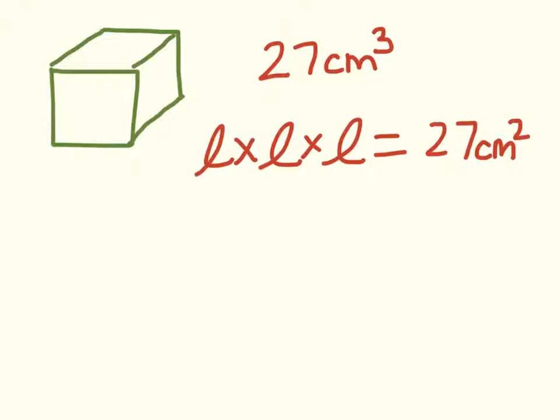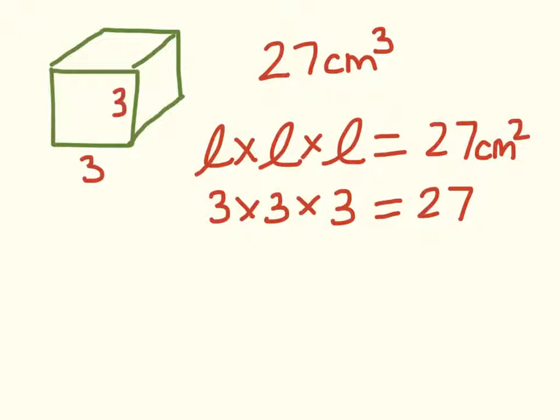Using your memory of basic facts, what number times itself three times would equal 27? Well, I'm going to try 3. Because I know 3 times 3 is 9, and 9 times 3 is 27. Aha! So our length of each side is 3 centimeters. So 3 is the cube root of 27.